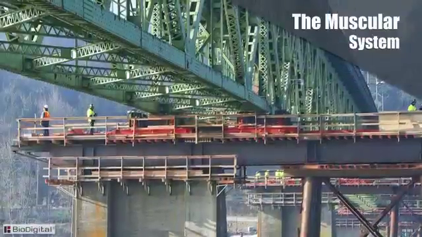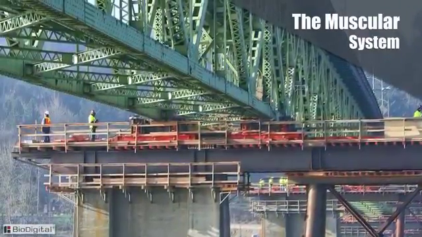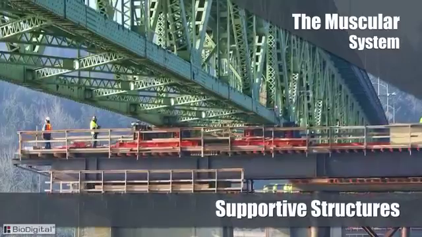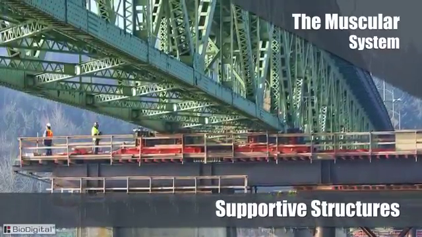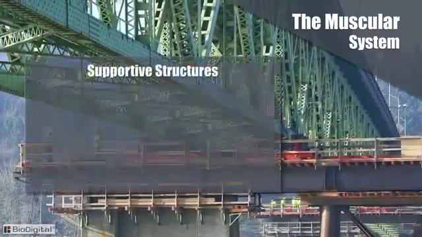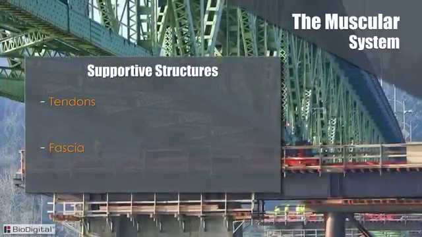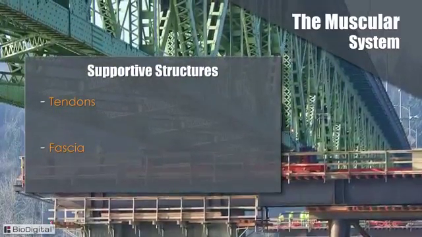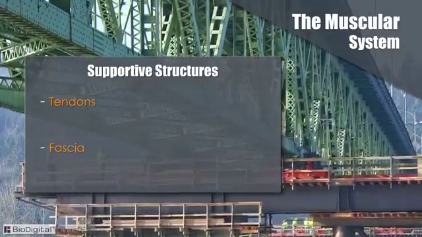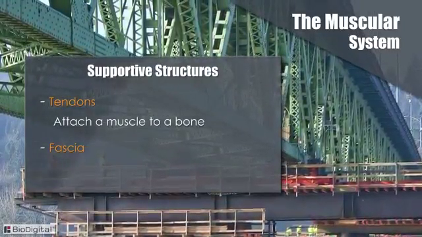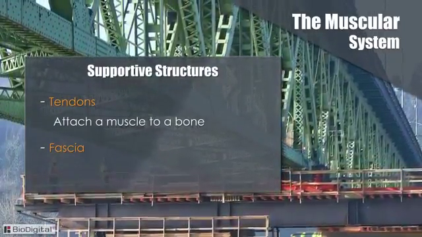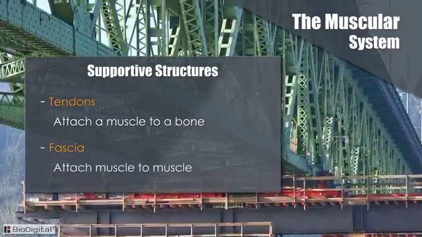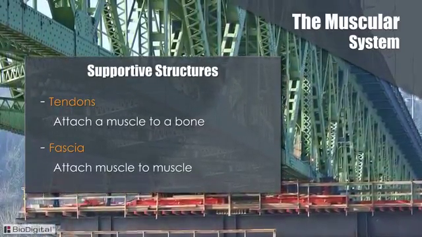Although muscles obviously make up the muscle system, there are still some supportive structures that we need to look at that are also a necessary part of the system. Tendons and fascia are important supportive structures for the skeletal muscles. Simply put, tendons are what attach a muscle to a bone, and fascia connects muscles to other muscles.